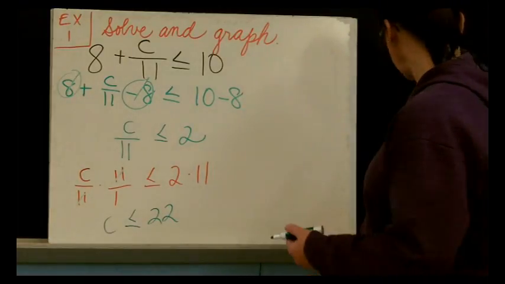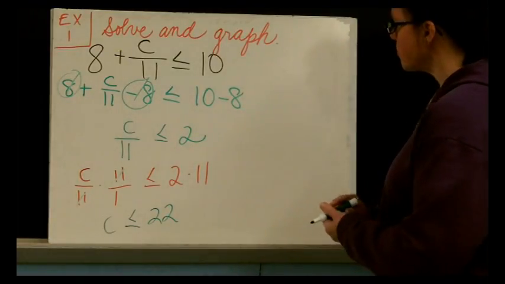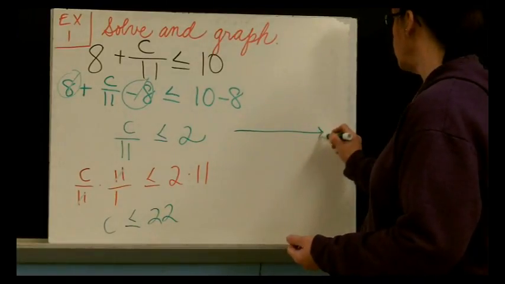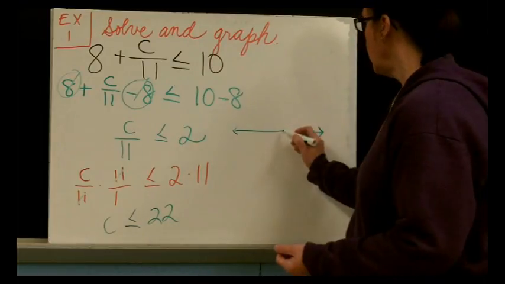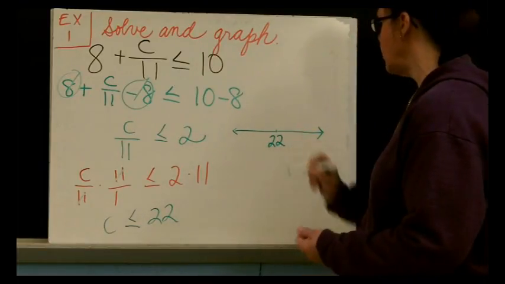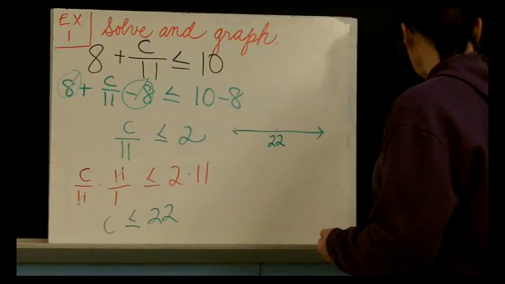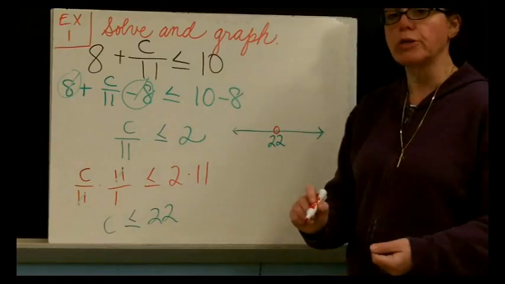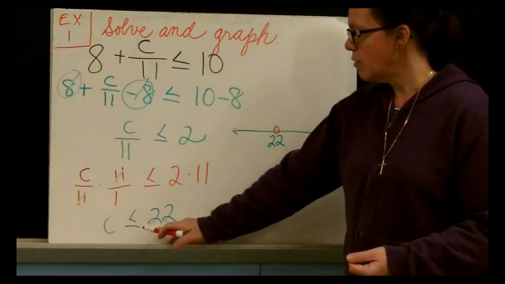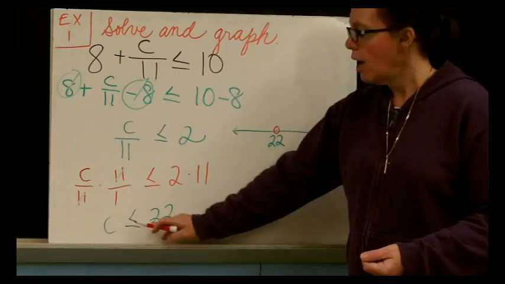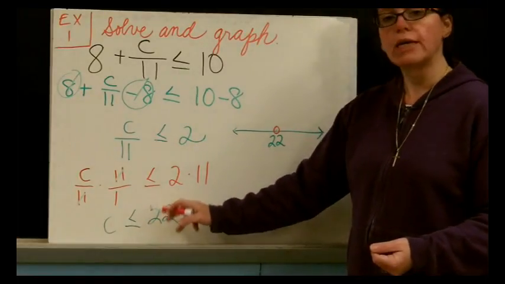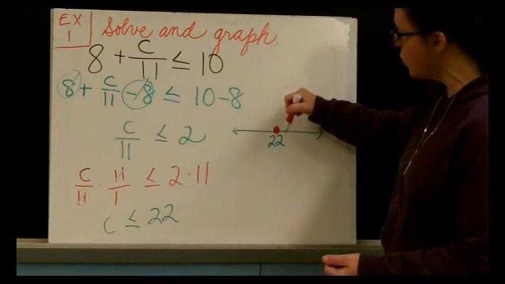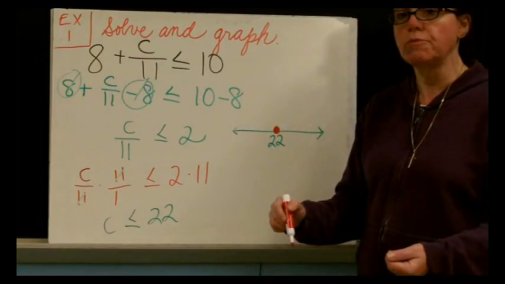Our second part of our directions tell us to graph our solution. So we are going to draw a number line, and on it we will put a positive 22. Our next step, you remember, is we are going to put a circle over the number 22. We go back to our inequality and we see that our variable is less than or equal to. That means we have to color in that circle because the 22 is part of the solution.